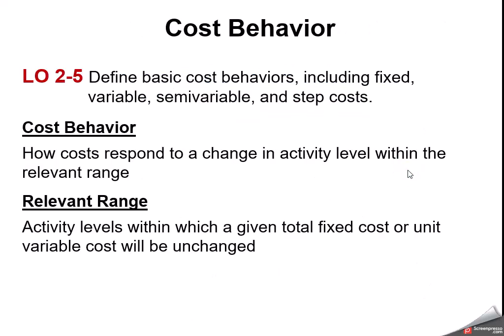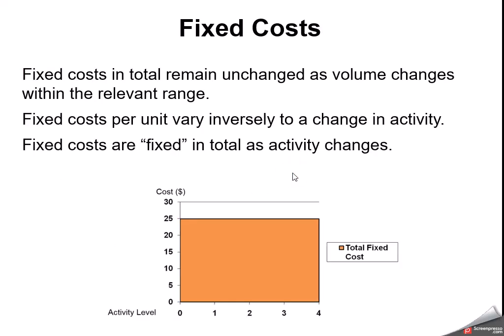Then we talk about cost behavior. Some of this should be reviewed from managerial accounting, but we'll talk about how costs respond to changes in our sales or our activity levels within a relevant range. The relevant range is basically what we can produce without adding on or something like that.